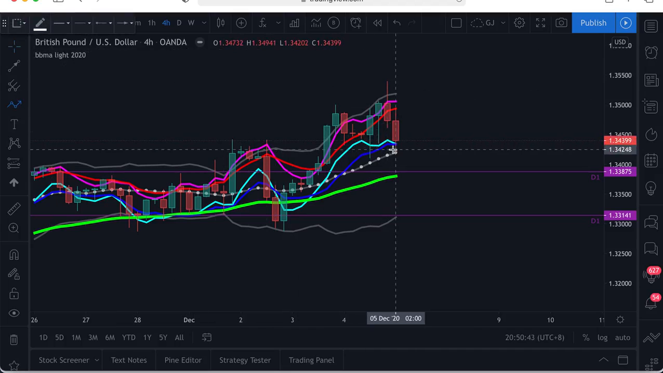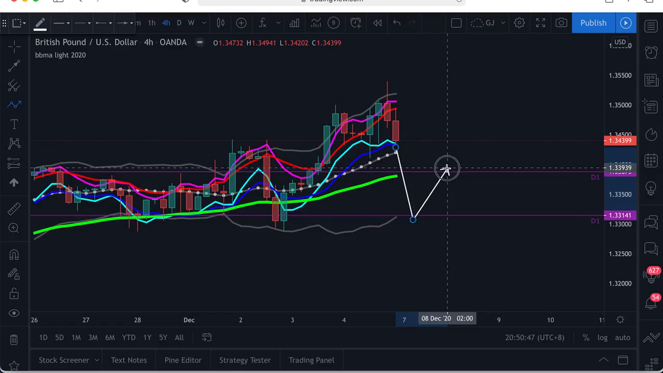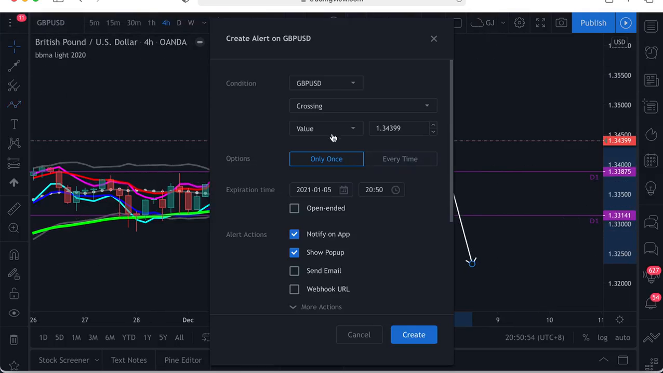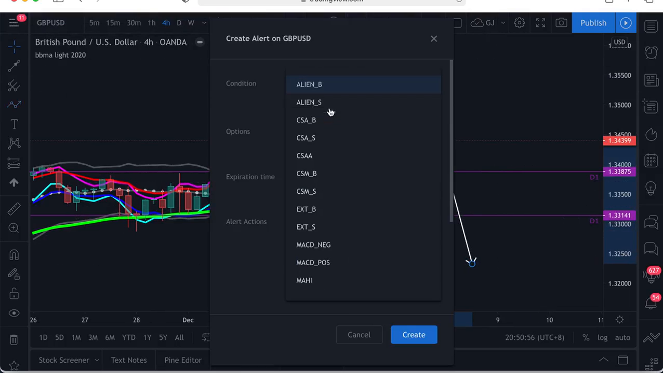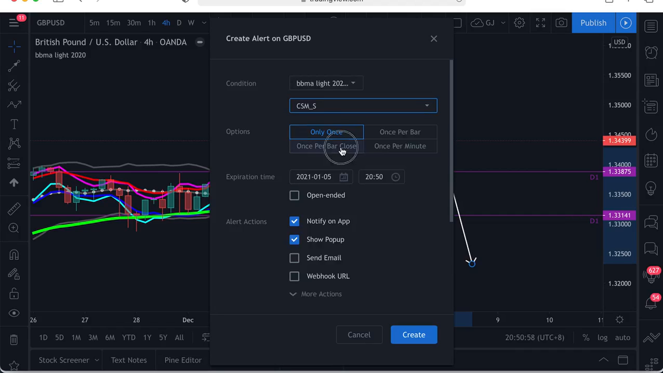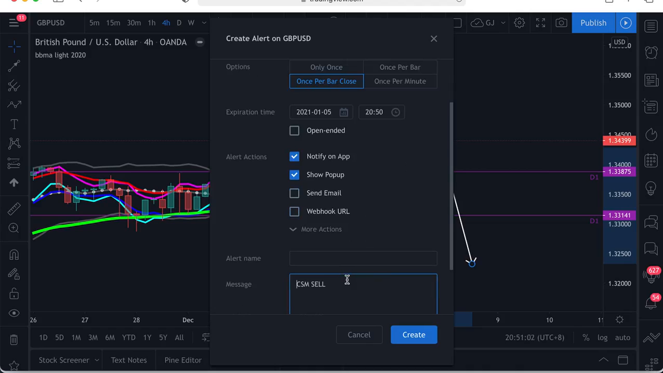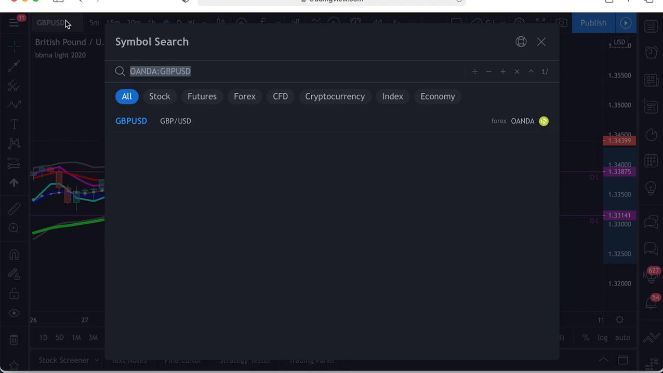So what we want to wait for is a close down below the low BB, pull back, then continue to move down. Alright, then we set alert for that. CSM sell. CSM sell at H4, and it also has to go below EMA 50. Okay, GBPUSD, and next is USDCAD.